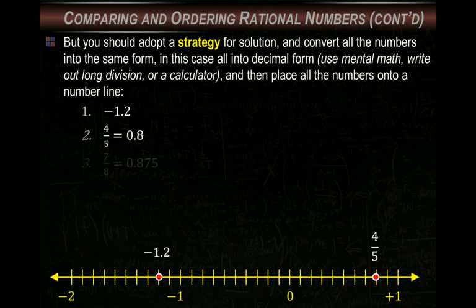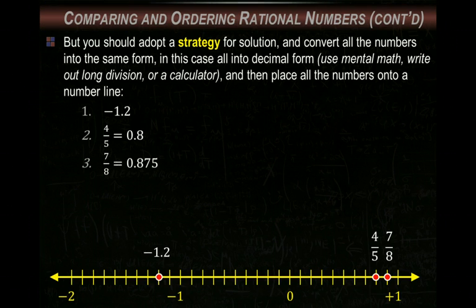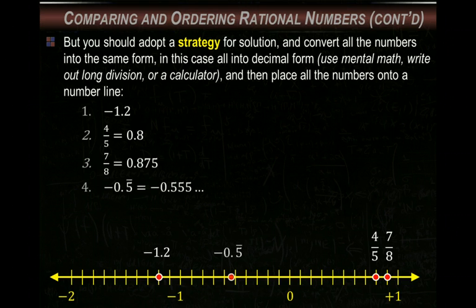0.8, it's positive. 7/8, I could do the same thing. That one I wouldn't have you do in your head, but that's 0.875. Now I know that's a little bit bigger than 0.8, right? It's getting closer to 1 at that point. Then 0.5 repeating. Well, I can put that on my number line. I know where that is.